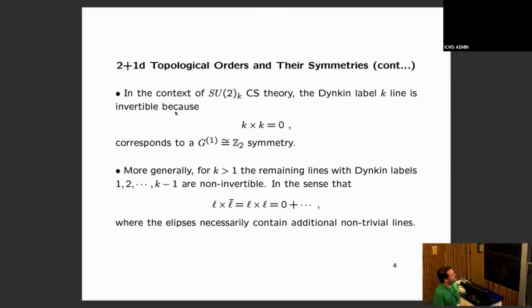But more generally, if you have level K greater than 1, the remaining lines with Dynkin labels from 1 to K minus 1 are non-invertible. And they're non-invertible in the sense that if you take the line times its orientation reversal, you get the trivial line plus a bunch of other stuff. And these ellipses will be non-trivial for this set of Dynkin labels.